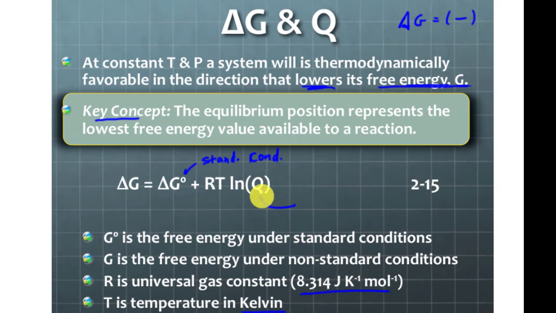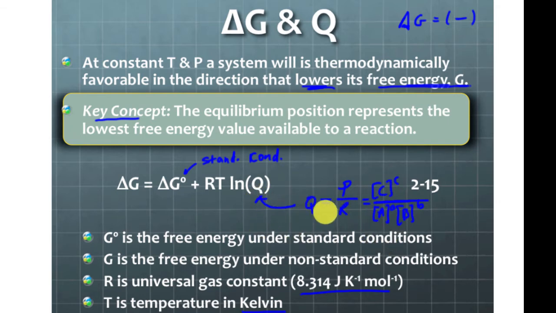And Q is the reaction quotient from the chapter on equilibrium. Remember, it's always products over reactants. You take your concentration of products, each to its power, over your A concentration to the power a, and B concentration to the power b. We're going to look at some calculations with this a little later, but that's what Q is. Q is going to tell us what's going to happen.